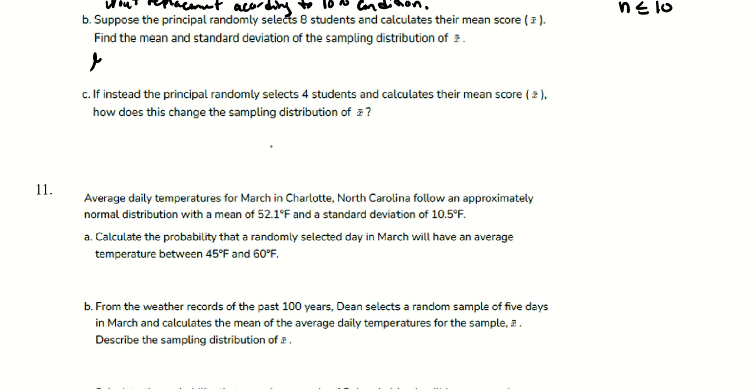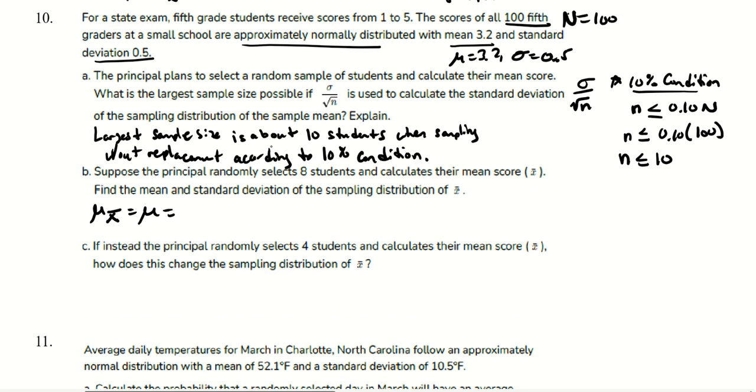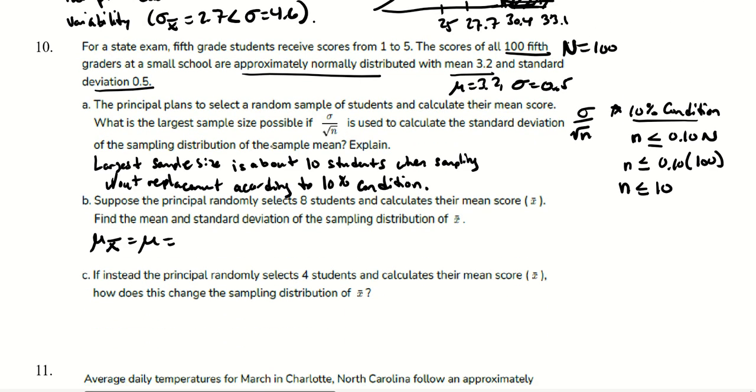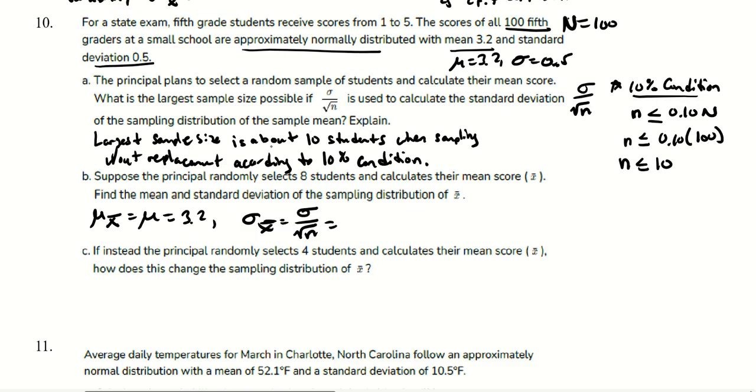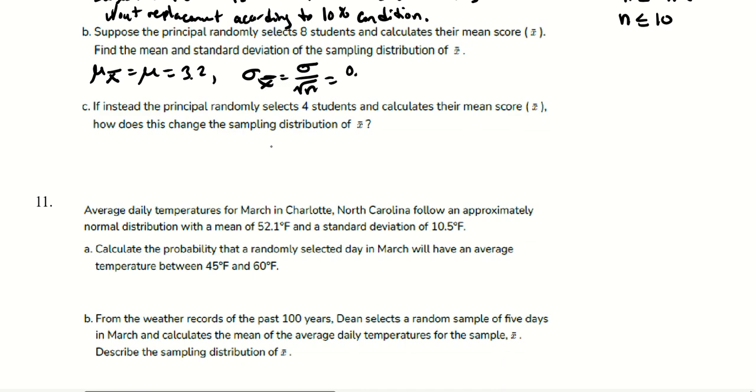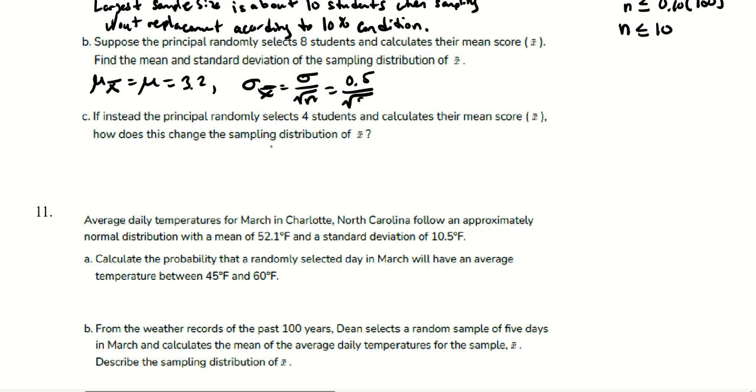Okay, so we know that the mean of x bar is going to be the same as the mean. And the mean we said earlier was 3.2 right here. And then the standard deviation is going to be standard deviation over square root of n. Standard deviation was 0.5, so it's going to be 0.5 over square root of 8. The sample size is 8 there. And so you get approximately 0.177.